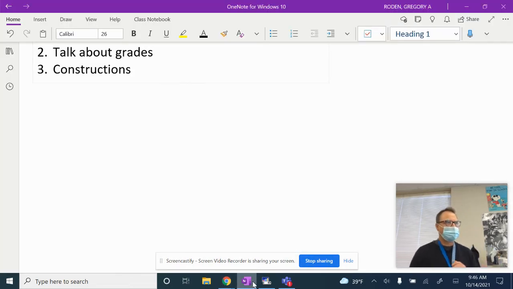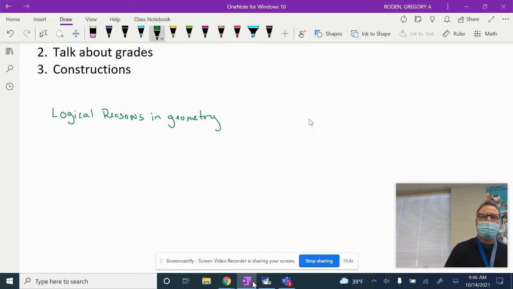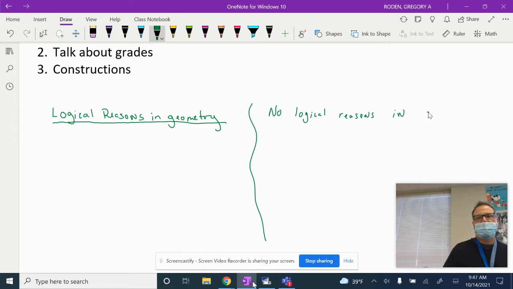Okay, so what I want to do on today's notes, guys, is have one place where we can have a kind of reminder: logical reasons in geometry. That's what we're going to talk about. So, logical reasons in geometry. And then over here, I want non-logical reasons in geometry.